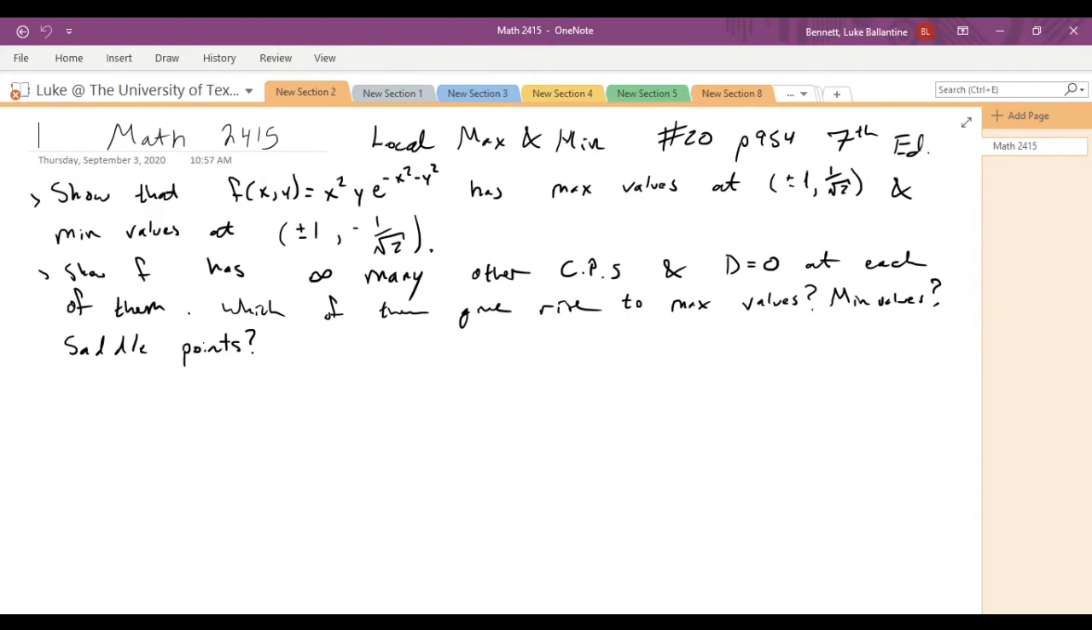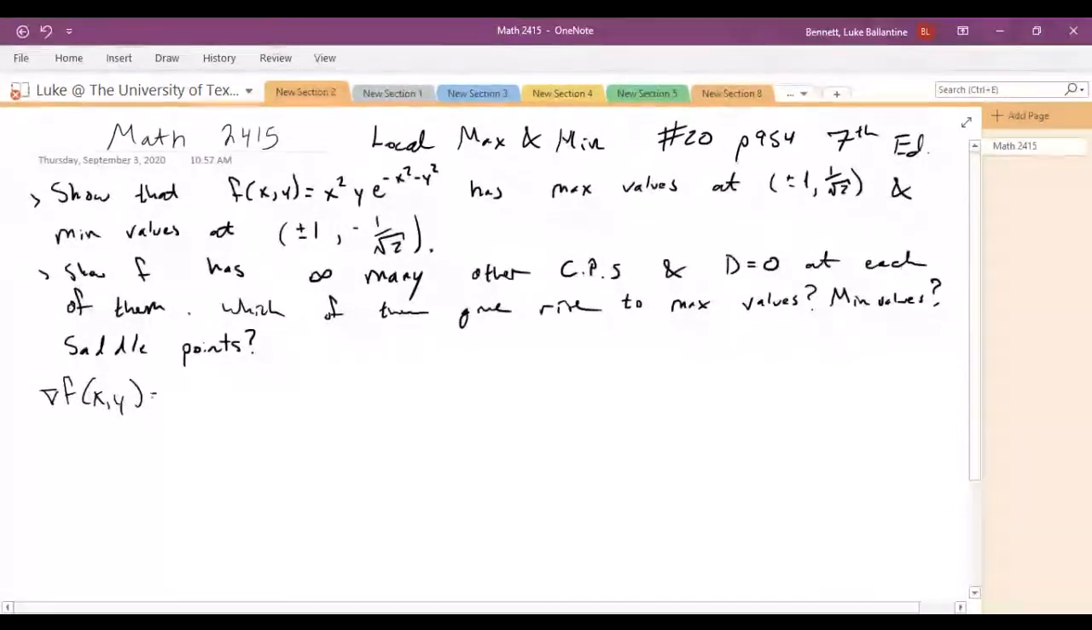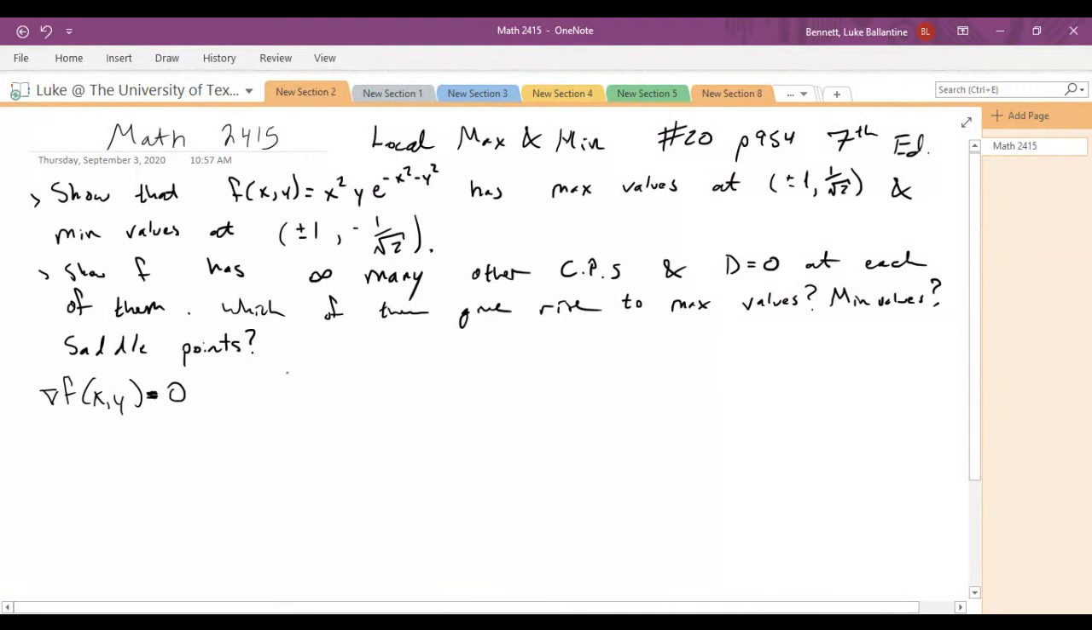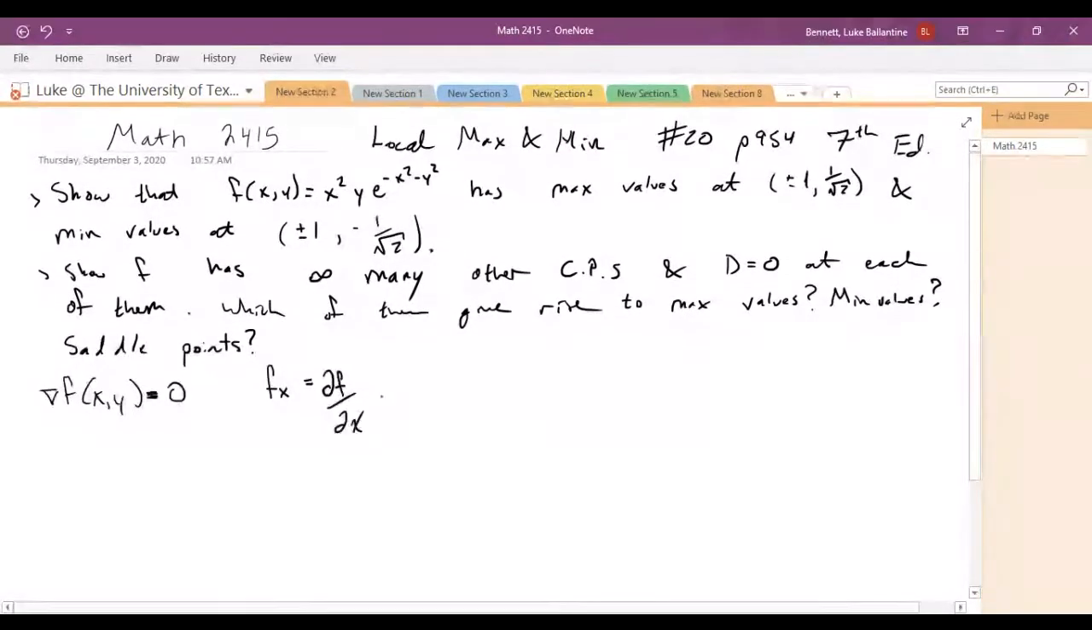So let's recall, how do we even find a critical point? A critical point can be found by taking del f of xy and setting it equal to 0. Right, the vector of partial derivatives equated to 0, then solve that system. So it would be a system of two equations because we have two variables in this case. So let's start off by calculating f sub x, which is the partial of f with respect to x.